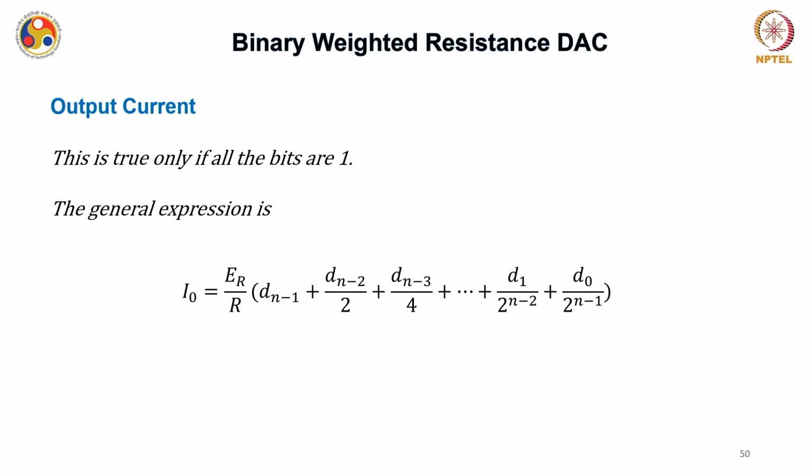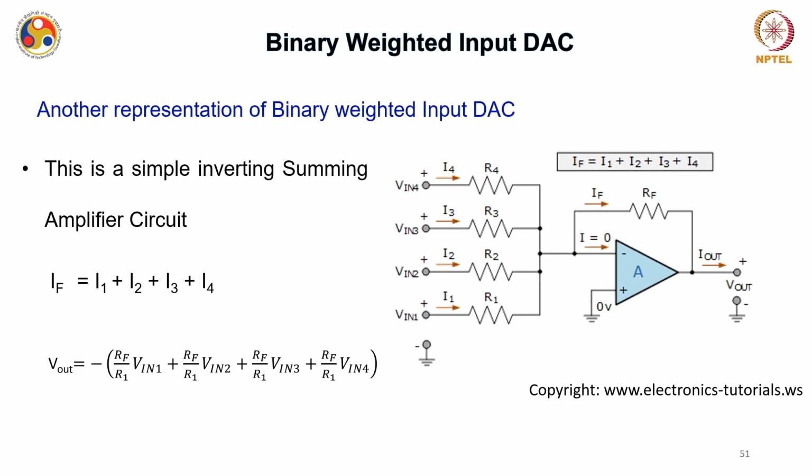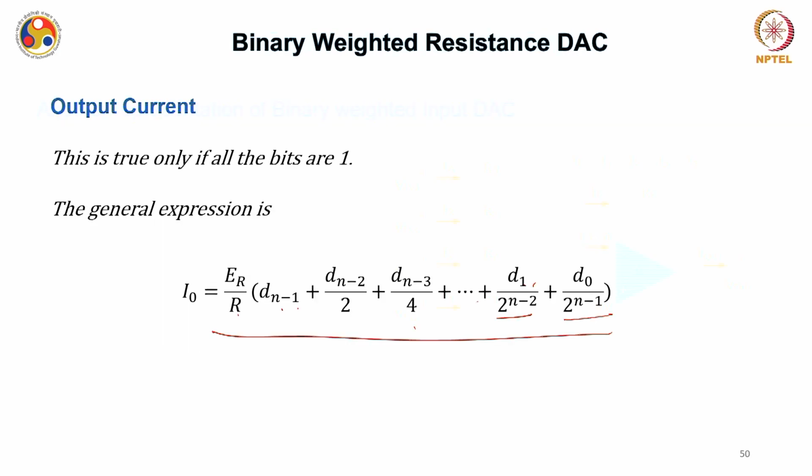As I have mentioned, this is true only if all the bits are 1. We have considered that all the bits are 1, and in that case the generalized expression can be written as I naught equal to ER by R into dn minus 1 plus dn minus 2 by 2 plus dn minus 3 by 4 and so on, up to d1 by 2 power n minus 2 plus d naught by 2 power n minus 1. It's a kind of series, and you can find the value. Alright, so this is one kind of representation.